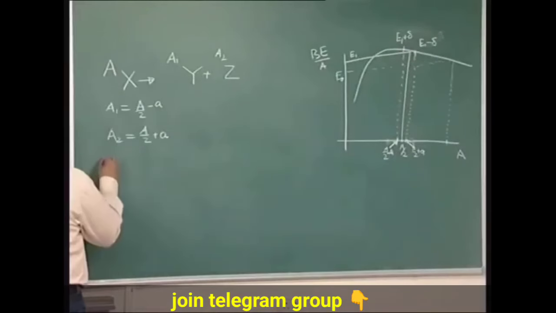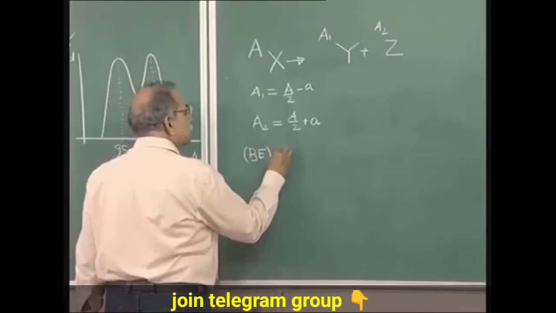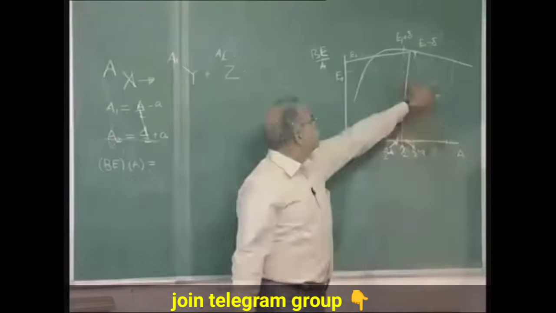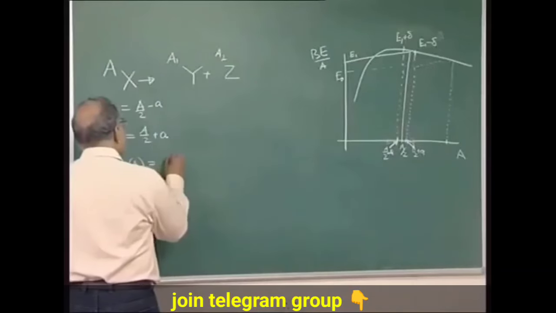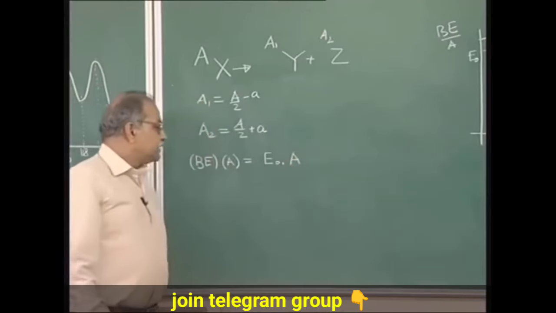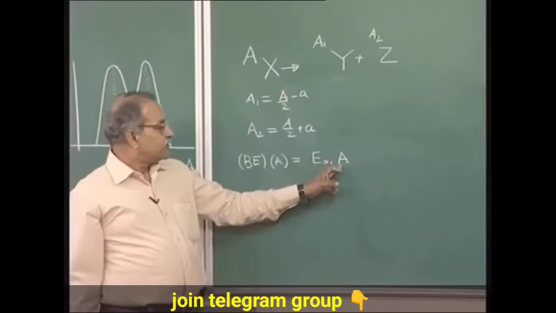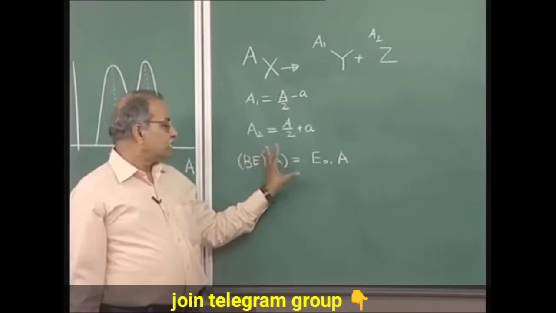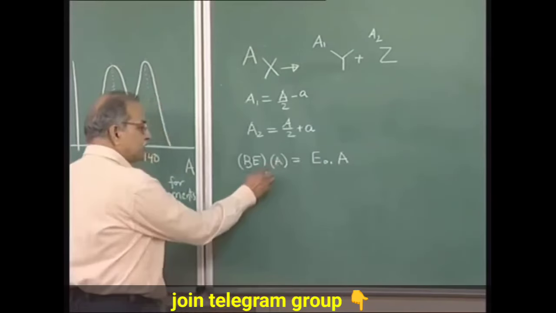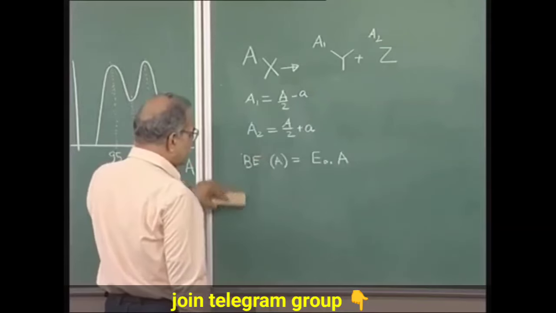So, the binding energy of the initial nucleus with mass number A, that is how much? Binding energy per nucleon here is E0. So, it is E0 times A. E0 is the binding energy per nucleon at that mass number, and multiplied by the mass number, this is the total binding energy for the initial nucleus, right. This is not multiplication, it is binding energy of A, binding energy of the initial nucleus.